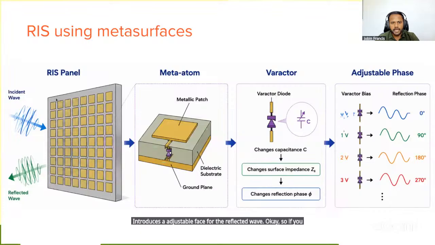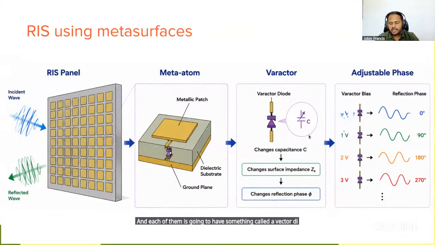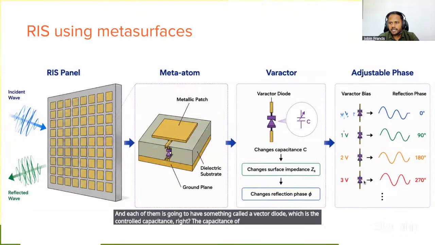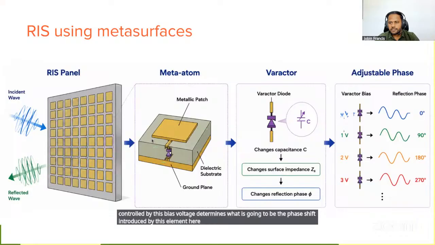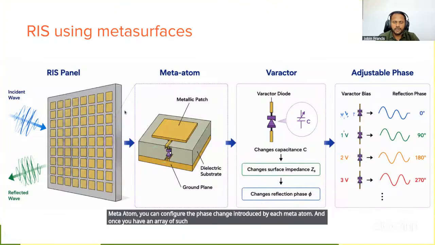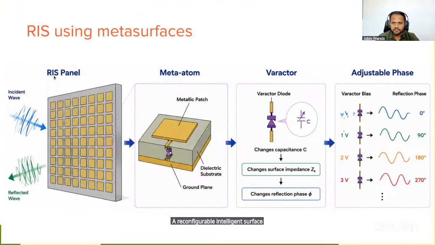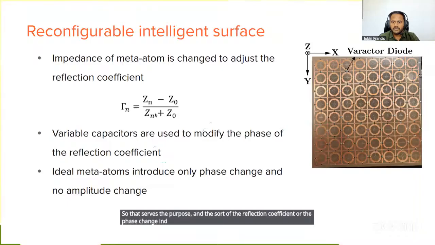If you zoom into such a reconfigurable intelligent panel, each meta atom is going to be a basic unit. Each of them is going to have something called a varactor diode, which is a controlled capacitance, right? The capacitance of this can be controlled by bias, and the capacitance controlled by this bias voltage determines the phase shift introduced by this element. So by adjusting the bias of each meta atom, you can configure the phase change it introduces. Once you have an array of such meta atoms, you have a reconfigurable intelligent surface. So that serves the purpose, and the reflection coefficient or the phase change introduced is determined by the surface impedance, and you can figure out the appropriate bias voltage needed.